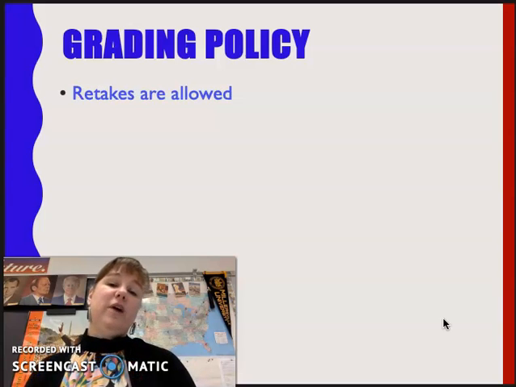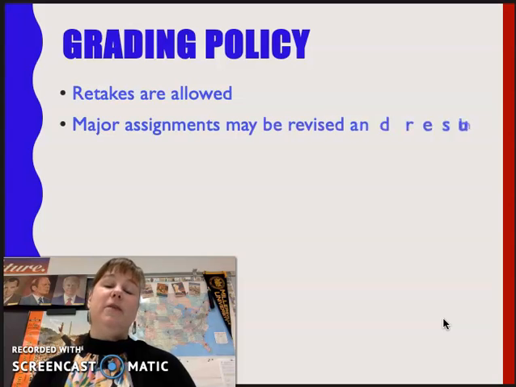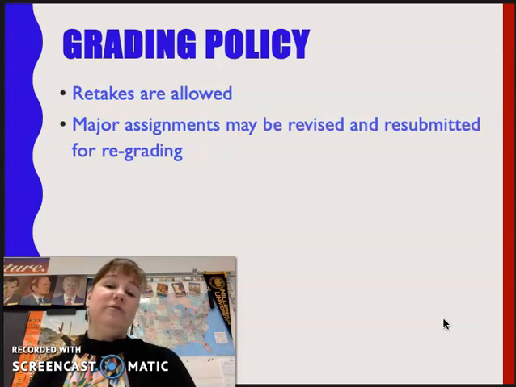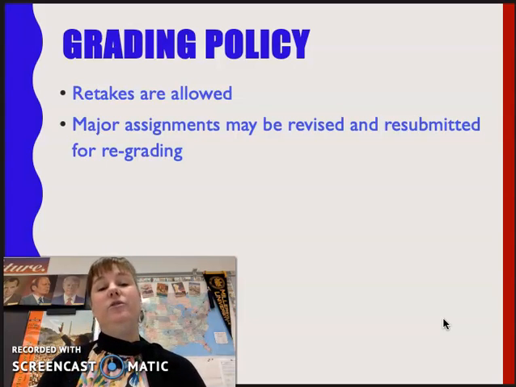If students don't do well on a test or a quiz or a writing assignment, they may retake the test or quiz. They may also revise and resubmit the writing assignment, and I will regrade it. And in both cases, the new grade simply replaces the old grade, and that is to give the kids the opportunity to improve their grade and to show improvement.